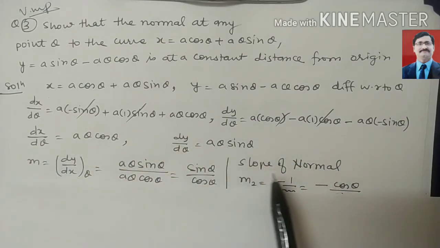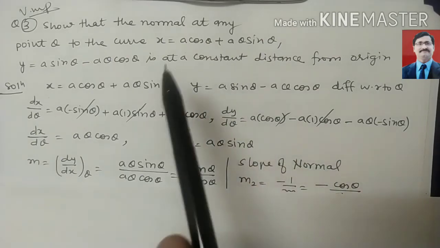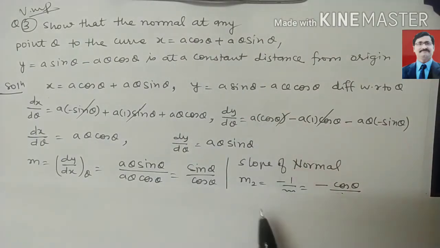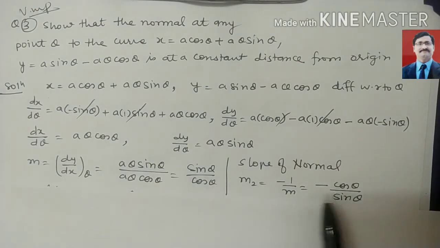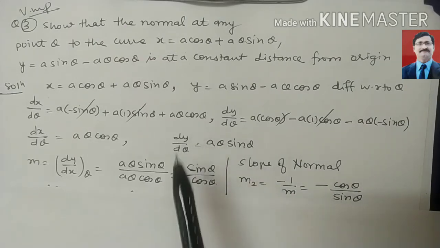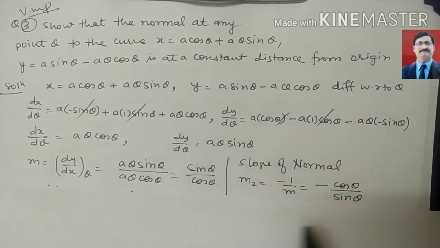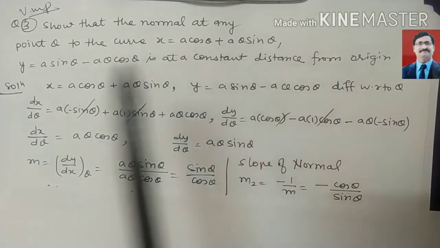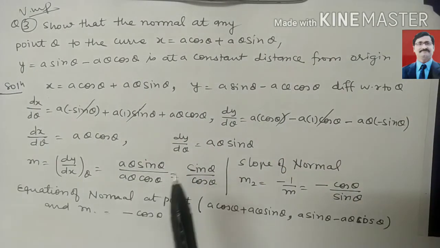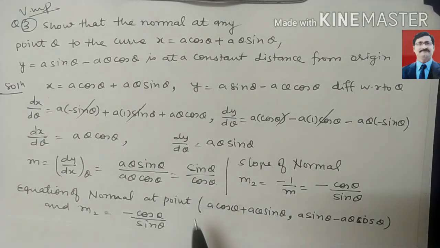Now with the help of this we can find the slope of normal, because we have to find the equation of normal here. So the slope of normal m2 is equal to minus 1 upon m, that is minus cos theta upon sin theta. We have to take the reciprocal and the minus also. Now this is m2, and we already have the point x1, y1. So the equation of normal at this point, a cos theta plus a theta sin theta, a sin theta minus a theta cos theta, with slope m2 equal to minus cos theta upon sin theta.